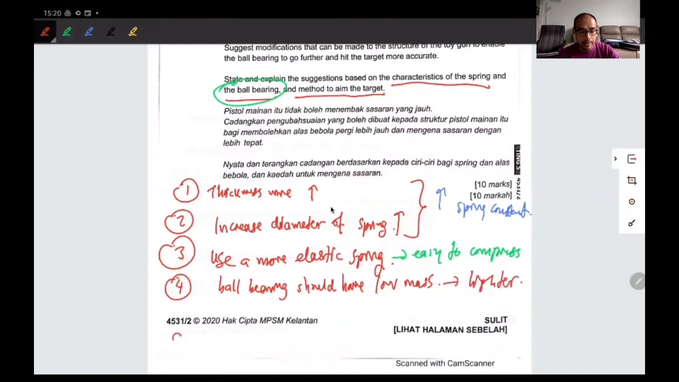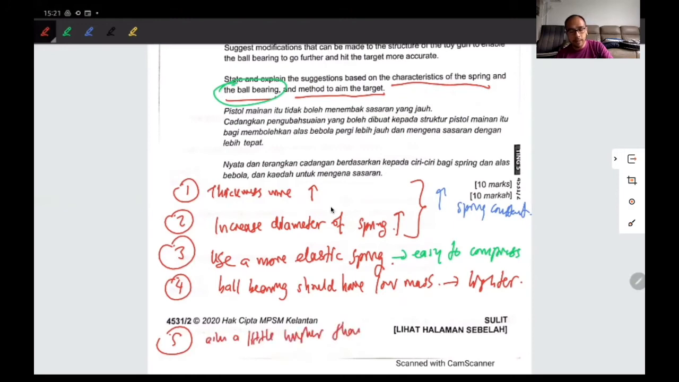And then lastly is the method to aim the target. So how do you aim? If the place you want to shoot is here, you don't aim directly because you're coming from so far away. So you aim a little bit higher. Because once you start shooting, the ball bearing is going to travel and gravity is going to pull it down. So you don't aim straight like this. Because when you shoot, the ball bearing is going to be pulled by gravity. So you aim a little higher.